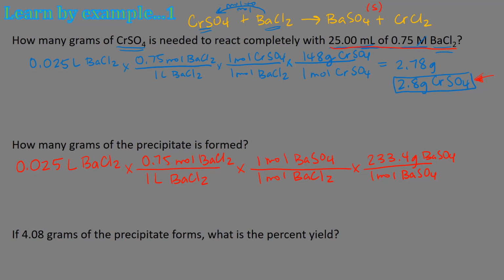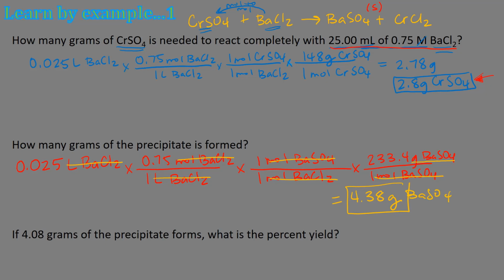And if I check my units, moles of barium sulfate cancel out, moles of barium chloride cancel out, liters of the barium chloride solution cancel out, and I end up with grams of barium sulfate, which is what I want. So if I multiply 0.025 times 0.75 times 233.4, I end up with 4.38 grams of barium sulfate.